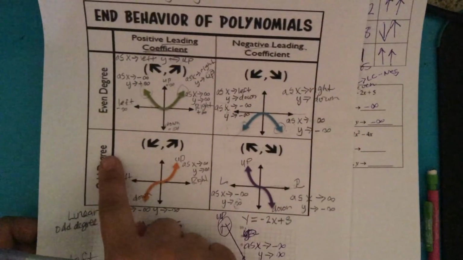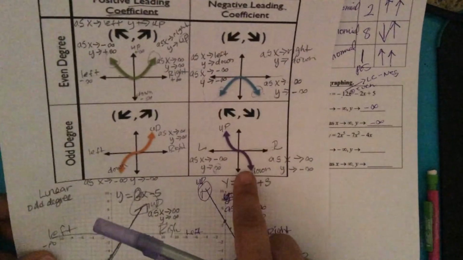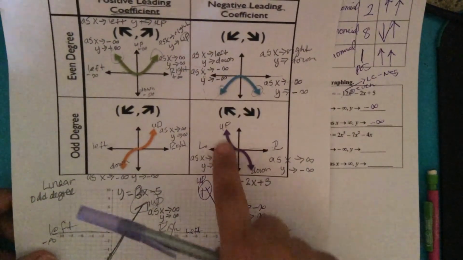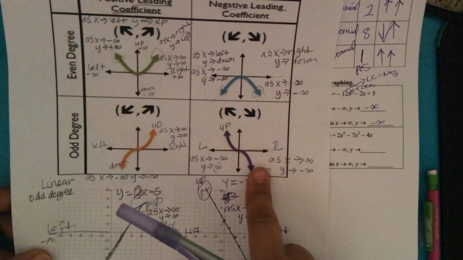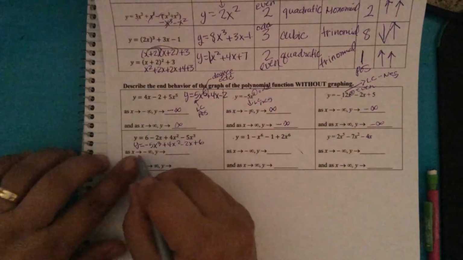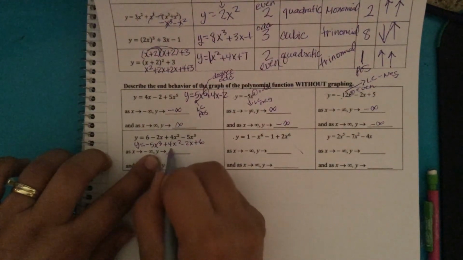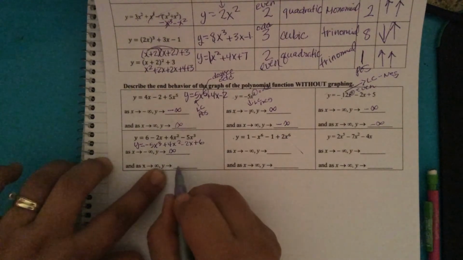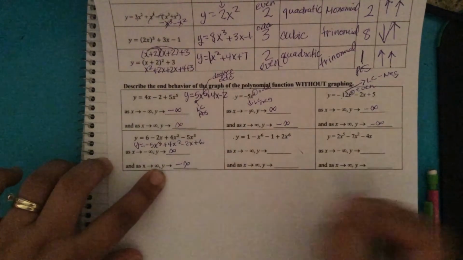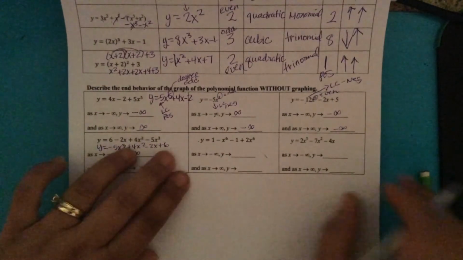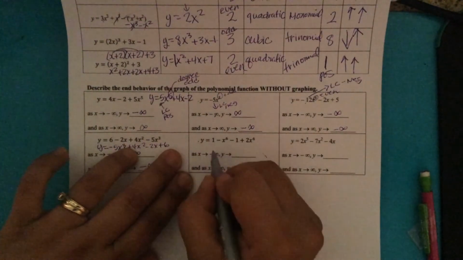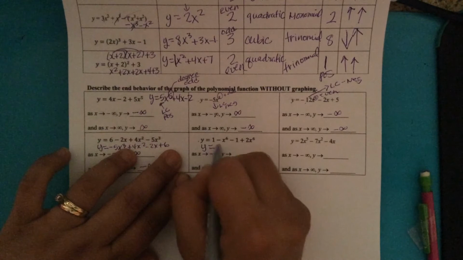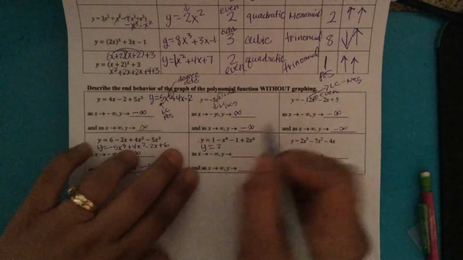It's an odd degree, and the leading coefficient is negative. So we're going up on the left and down on the right. So as x is going to the left, y is going up. And as x is going to the right, y is going down. And then over here, we have y is equal to 2. Well, these you have to subtract.